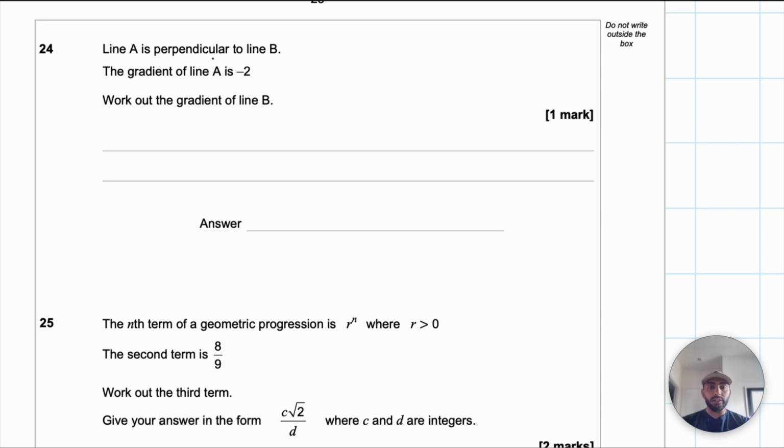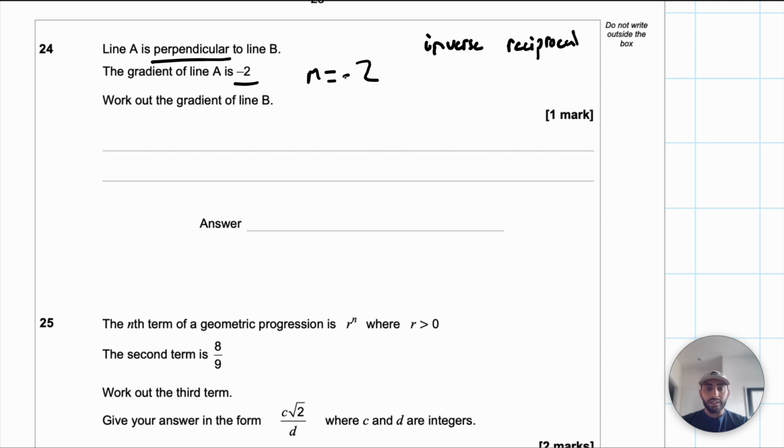Question 24. Line A is perpendicular to line B. The gradient of line A is negative 2. Work out the gradient of line B. So the gradient of this is negative 2 and we want something that is perpendicular. If I'm trying to find the gradient of a line that's perpendicular, I'm looking for the inverse reciprocal. What does that mean?